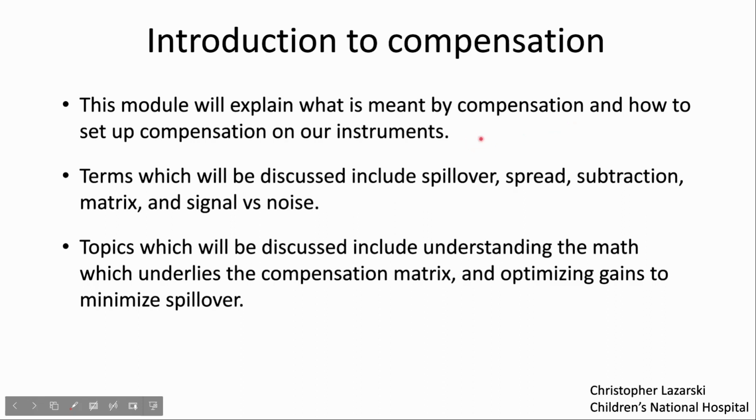Currently, we have Beckman-Coulter Cytoflex instruments. Some terms which we will discuss include spillover, spread, as well as some of the mathematical subtraction formulas which happen during compensation, compensation matrix, and general signal versus noise for fluorescent markers. Some topics which we're going to discuss include understanding, again, the math which underlies compensation and how to optimize gains in order to minimize spillover.